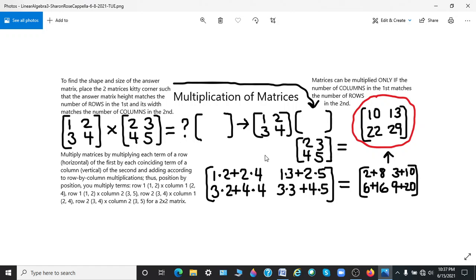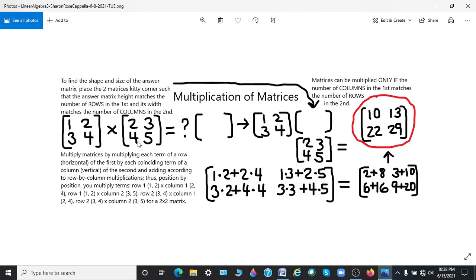This is very important. As you will notice, there is a huge difference between simple numbers and matrices. What happens when you multiply 2 times 3? It equals 6. 3 times 2 also equals 6. So you can change the order. They are interchangeable. They're commutable. It is not true with matrices.